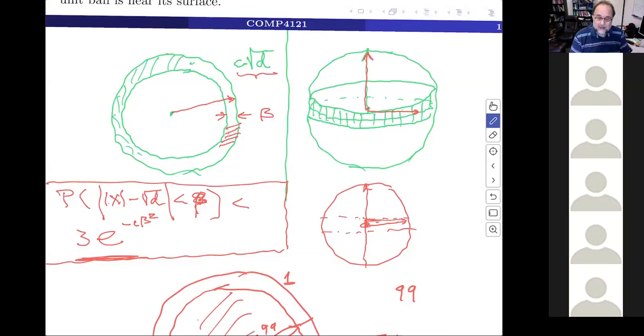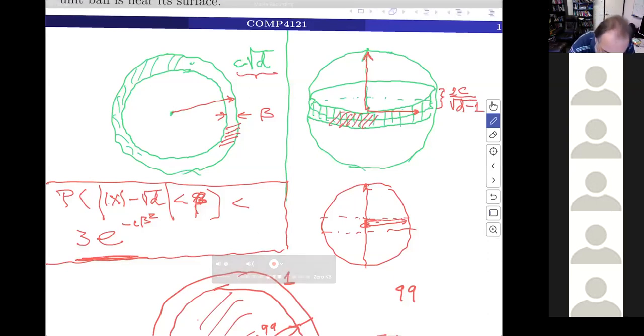So is the slab arbitrarily chosen then? This is what we are getting to. How do we choose this slab? Well, we proved the following theorem. We showed that if the thickness of this slab is C divided by 2 times the square root of D minus 1, where C is a constant that we will vary depending on the application.